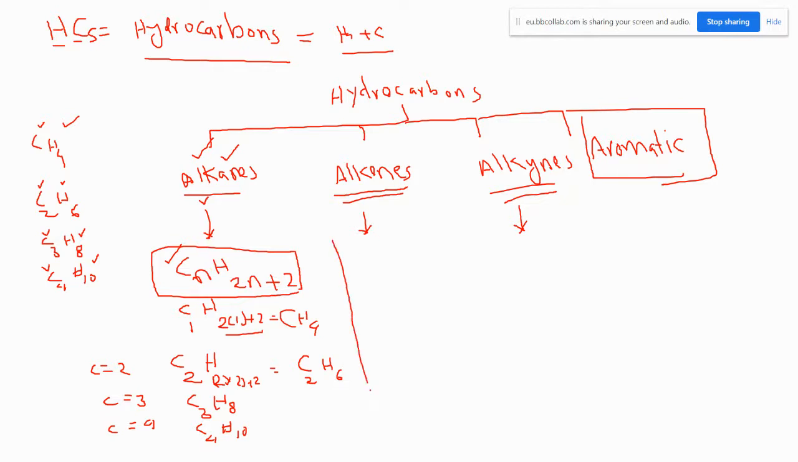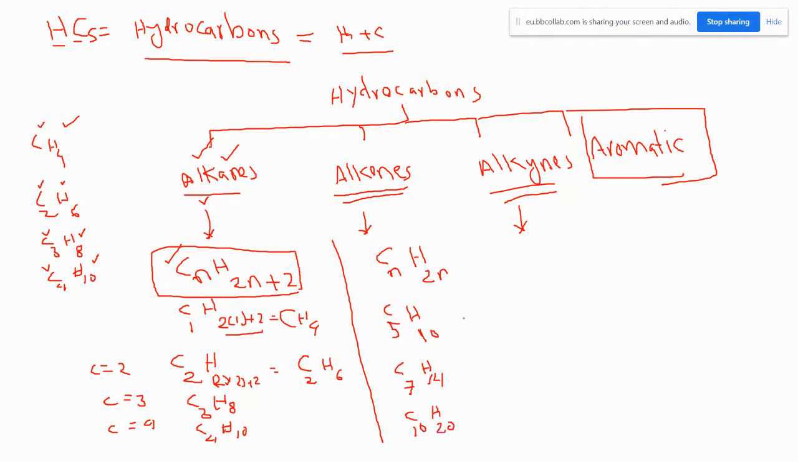For alkenes, it is a bit different. It is CnH2n only, not plus 2. If the carbon number is 5, how much hydrogen will there be? 10, of course, meaning only the double. 5 times 2, 10. If we have 7 carbons, hydrogen should be 14, only the double. If we have 10, how much hydrogen should there be? 20.